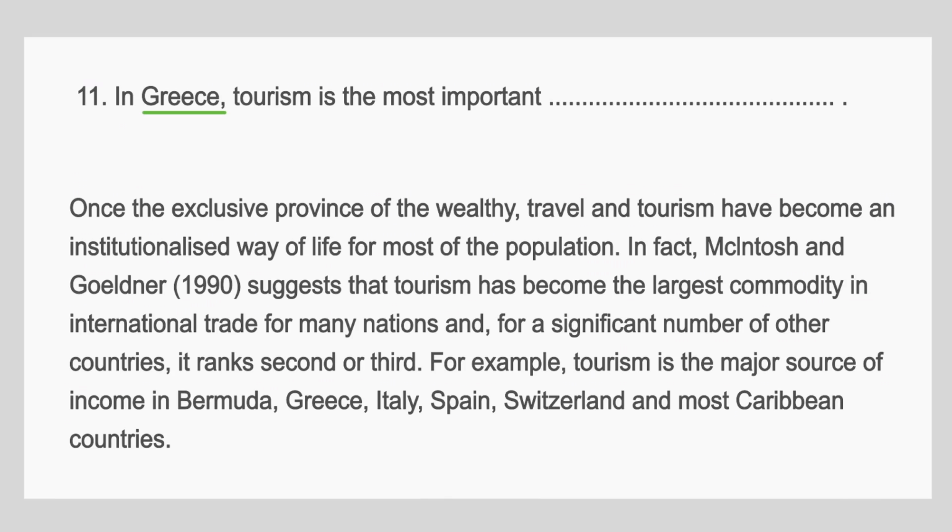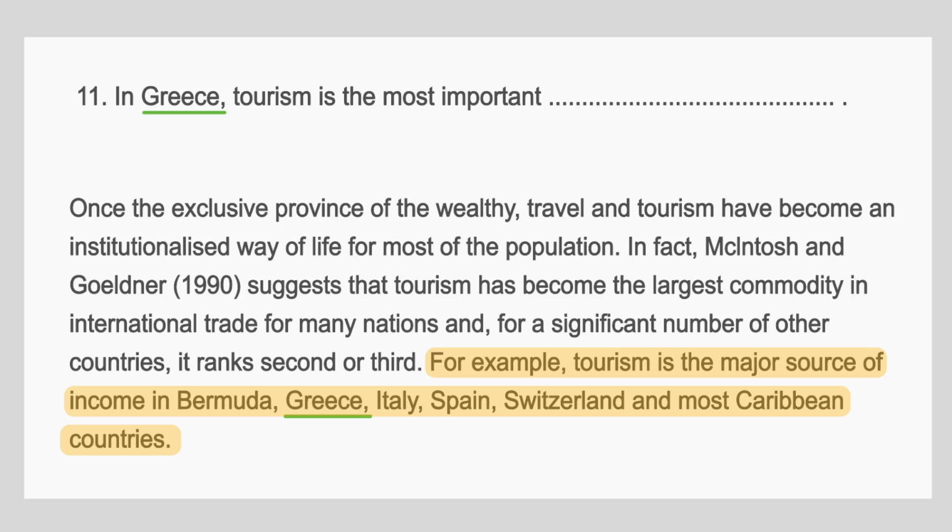Now, as we see the paragraph, here is the paragraph where the keyword Greece is found, right? In the last line, after Bermuda and before Italy, we can see Greece. Now, what we do here is that we read that sentence carefully, the sentence in which Greece, our keyword, appears, right? Now, for example, starting with the beginning of a sentence: Tourism is the major source of income in Bermuda, Greece, Italy, Spain, Switzerland, and most Caribbean countries.